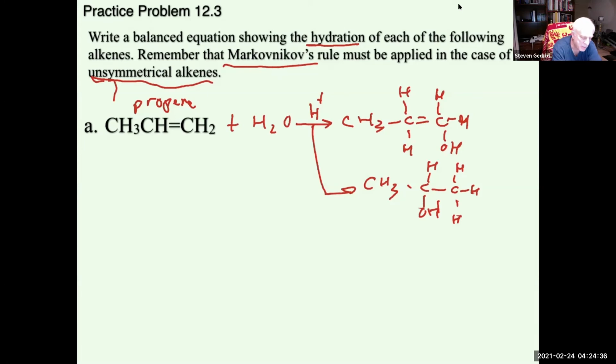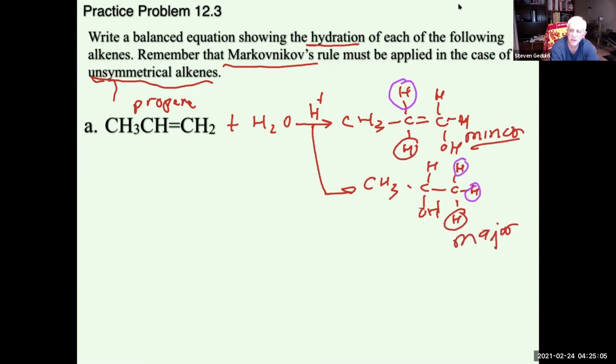Remember, hydrogen likes hydrogen. On the top one, the hydrogen we added has one hydrogen attached. On this one here, the hydrogen that we added has two hydrogens attached to that carbon. Hydrogen likes to be with more hydrogens. So this is your minor product, and this is the major product. This bottom one has two hydrogens, and the top one only has one hydrogen with hydrogen.